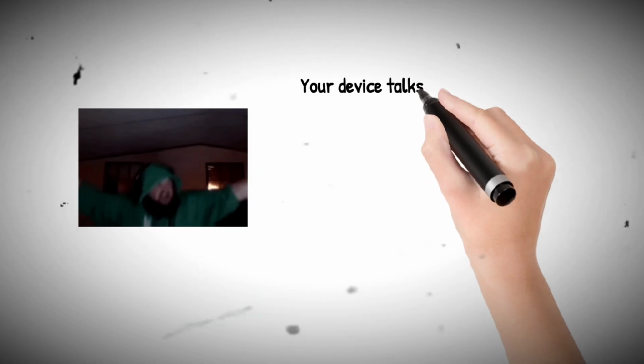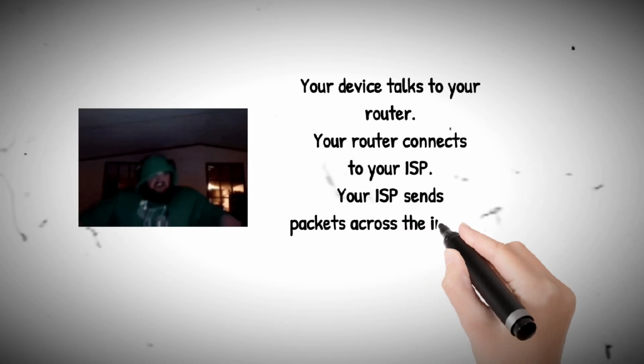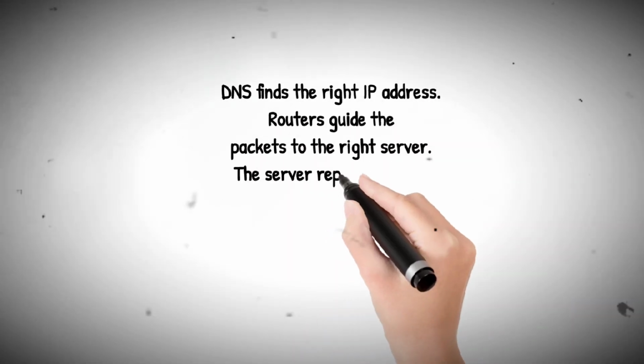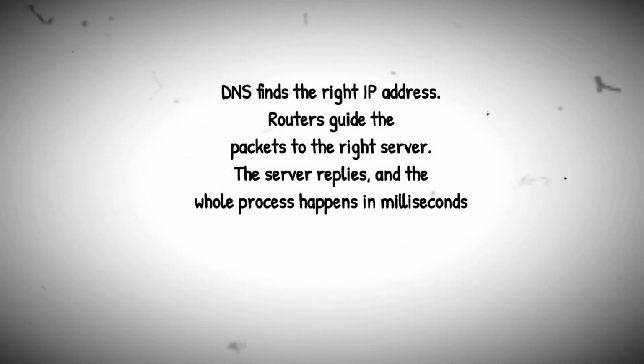So the next time you stream a video, send a message, or play an online game, remember: your device talks to your router, which connects to your ISP. Your ISP sends packets across the internet backbone. DNS finds the right IP address. Routers guide the packets to the right server. The server replies, and the whole process happens in milliseconds. The internet isn't magic, it's science, engineering, and teamwork, all working together to connect the world.